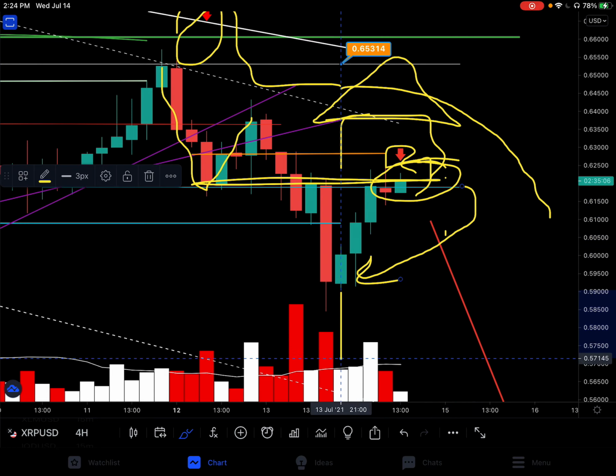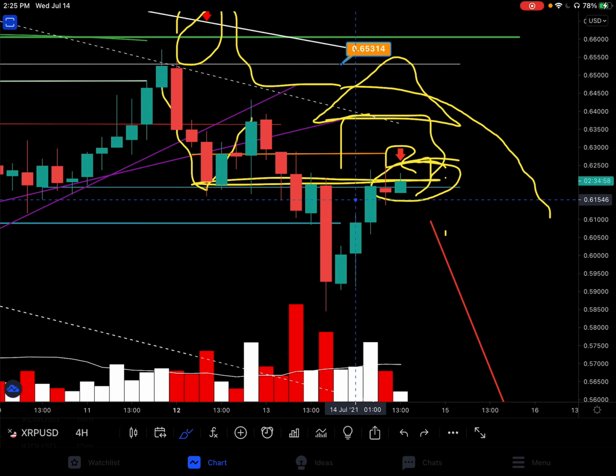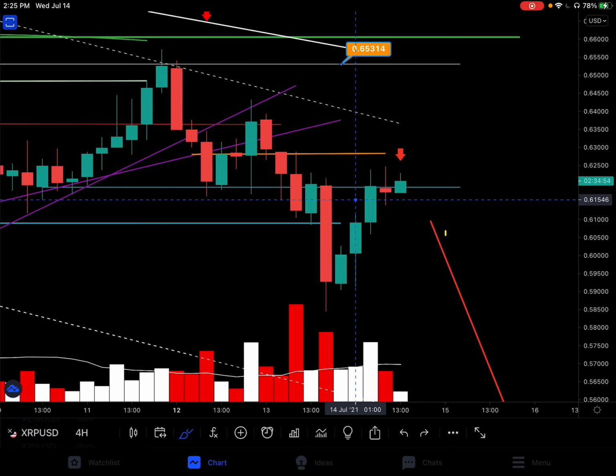Look at the volume on these. Why did the volume increase at the top? That's because it's a fake out, guys. It's a fake out. They're trying to get you into a rally. Oh yeah, we're going up. We're going up. No, we're not.